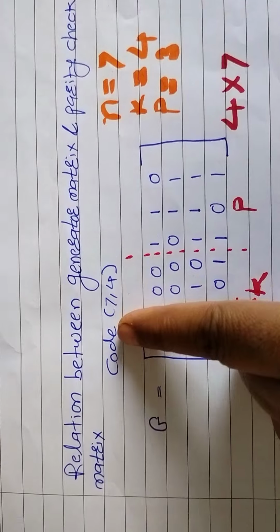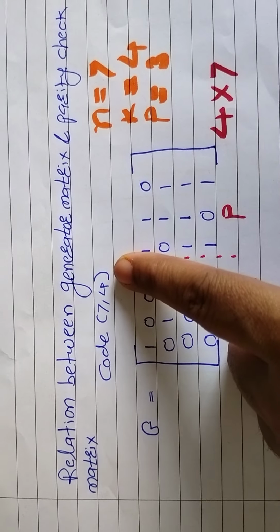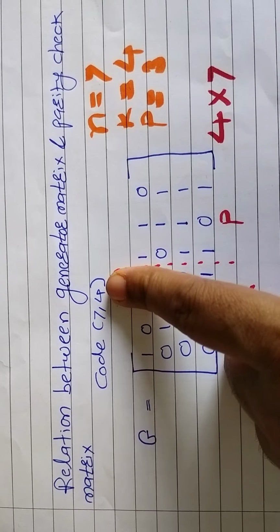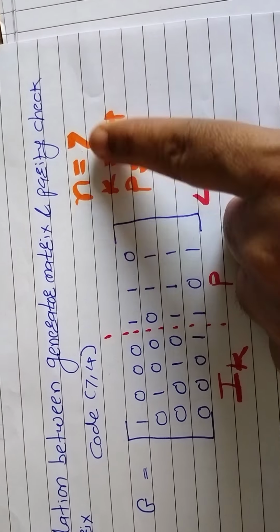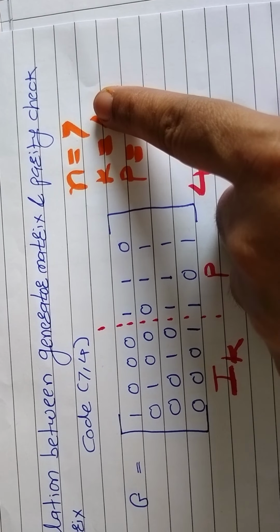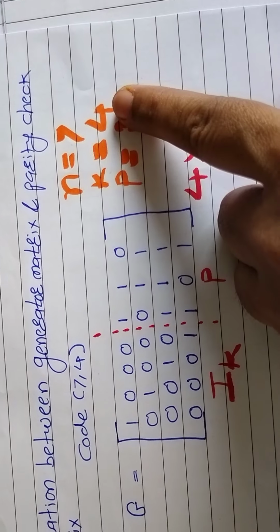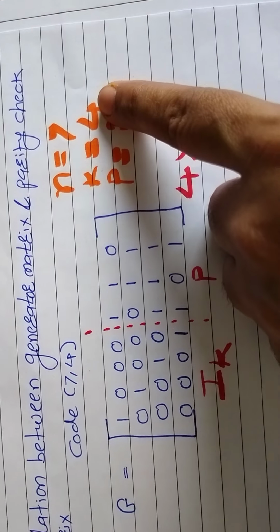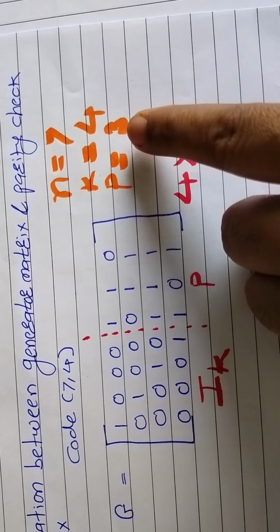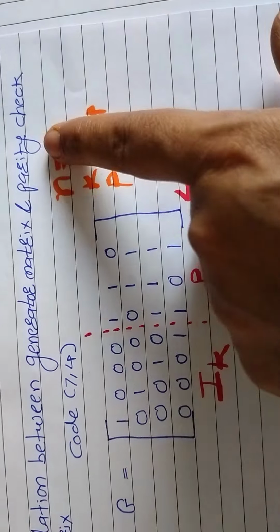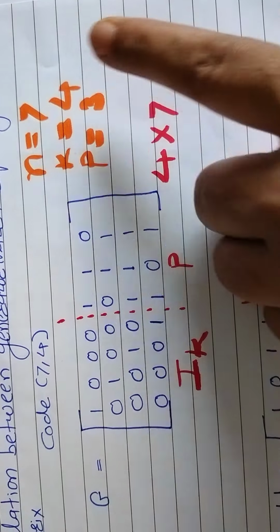So first you have to concentrate on the code dimension. The LBC code here is (7,4). So n is 7, that means the number of bits in the code is 7. K is 4. Out of the 7 bits, k bits are message bits and parity bits are 3. 3 is obtained by 7 minus 4, that means P is equal to n minus k.